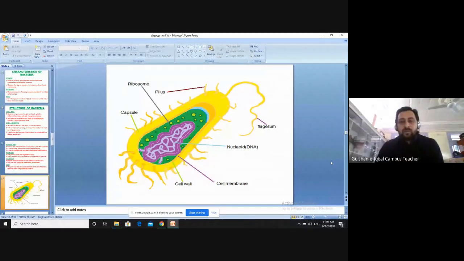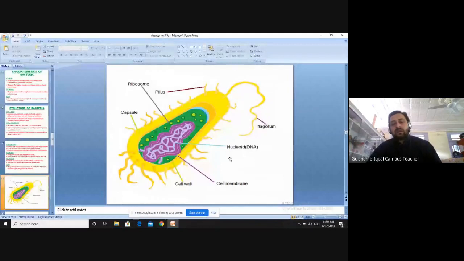Inside the cytoplasm, we have the DNA, the chromosome present. There is no proper nucleus in them. Then the ribosomes are present in them, and the flagellum is present in them. So this is the diagram of a bacteria.